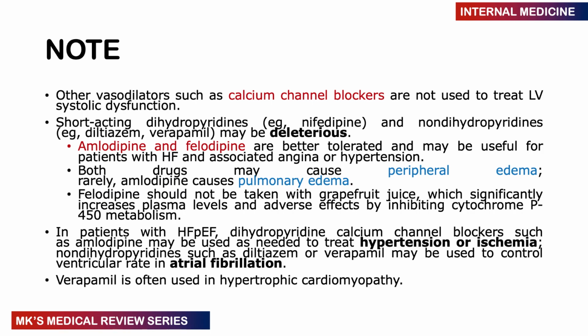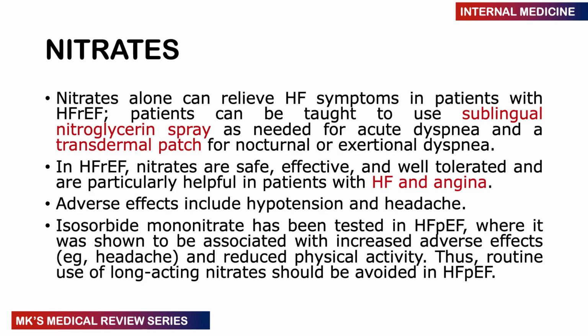In those patients that do have heart failure with preserved ejection fraction, the dihydropyridine calcium channel blockers like amlodipine, for example, can be used, but only if they have hypertension or ischemia. While the non-dihydropyridines like diltiazem and verapamil, these ones are often used for rate control, especially in atrial fibrillation, controlling the ventricular rate. Then in terms of verapamil, it can also be used in hypertrophic cardiomyopathies, but generally in the acute phase, we tend to avoid these.